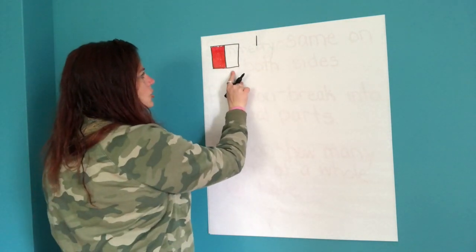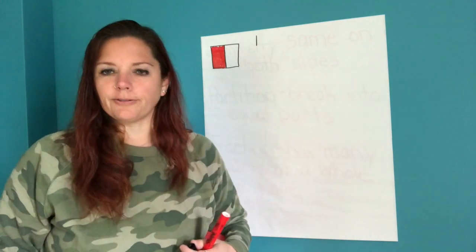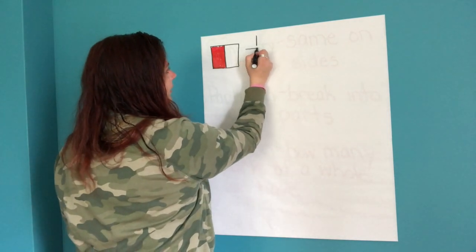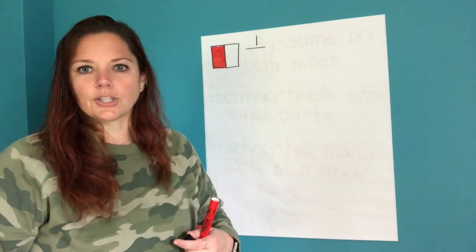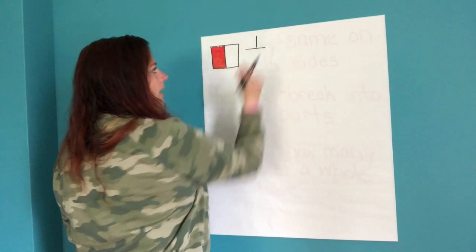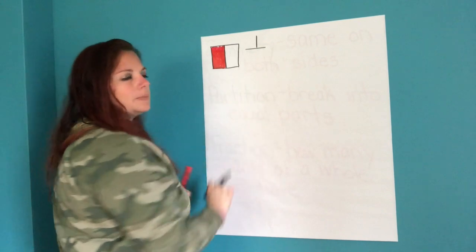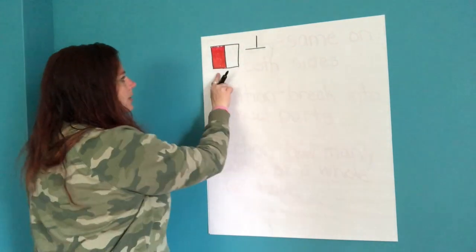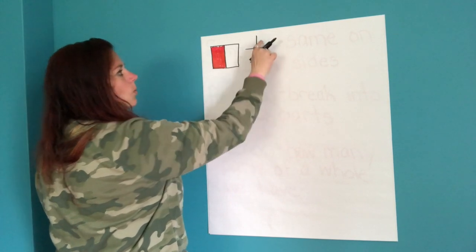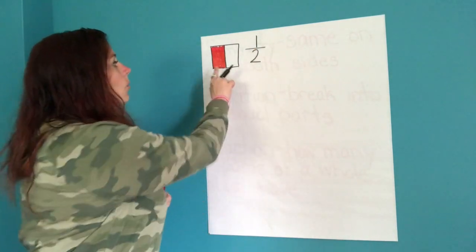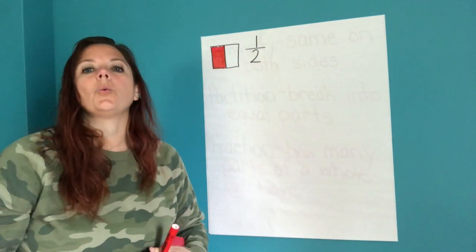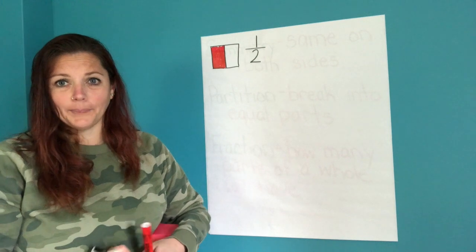1, 2. Now, when you're doing fractions, you have to remember that you have to draw this little line right here, okay? That shows it's a fraction. So here on my top shows how many are red, and then my bottom tells me how many there are all together. So there are 2 parts all together. So this says 1/2, because 1/2 of that square is what color? Red. Okay?